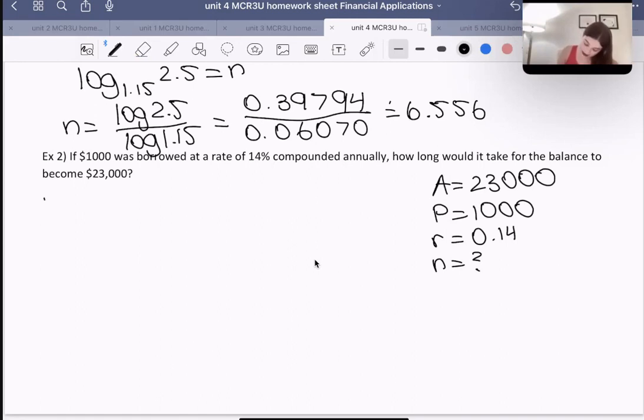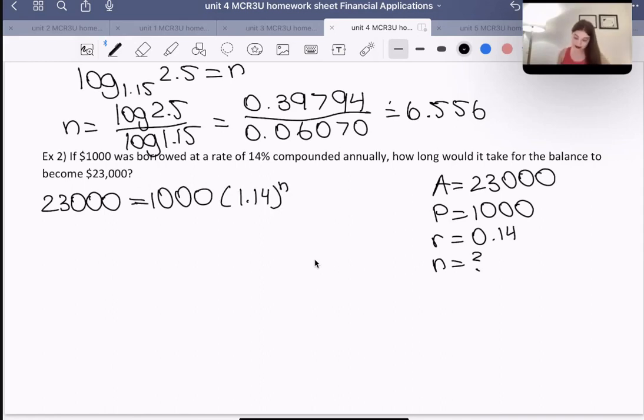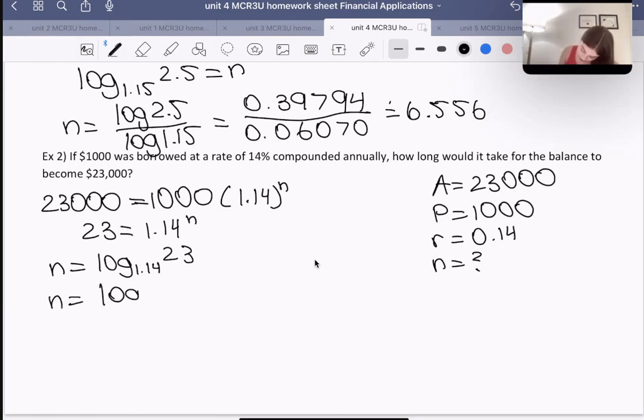So let's do that. 23,000 equals 1,000 times 1 plus r, so 1.14 to the power of n. Now 23,000 over 1,000 is 23, so 23 equals 1.14 to the power of n. And that means n is equal to the logarithm with the base 1.14 of 23. So that's equal to logarithm 23 over logarithm 1.14. And let's see, what's that equal to? We're going to need a calculator at this point to solve that.